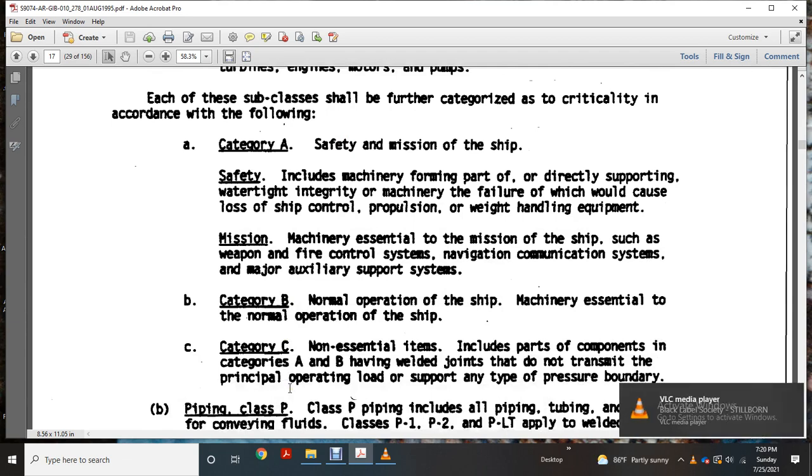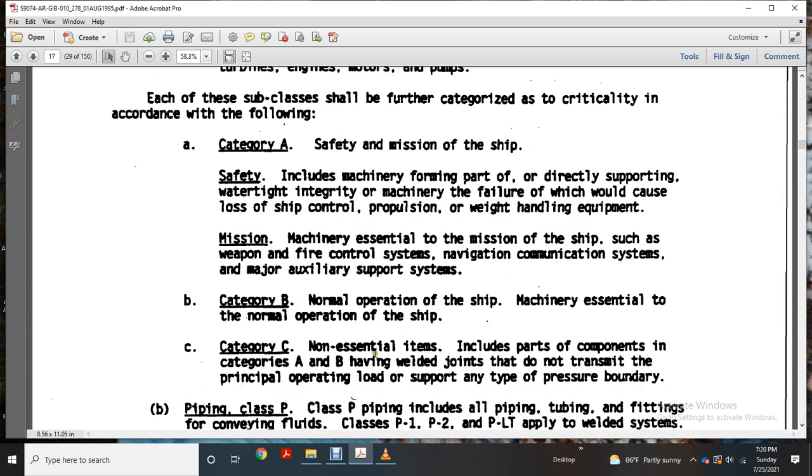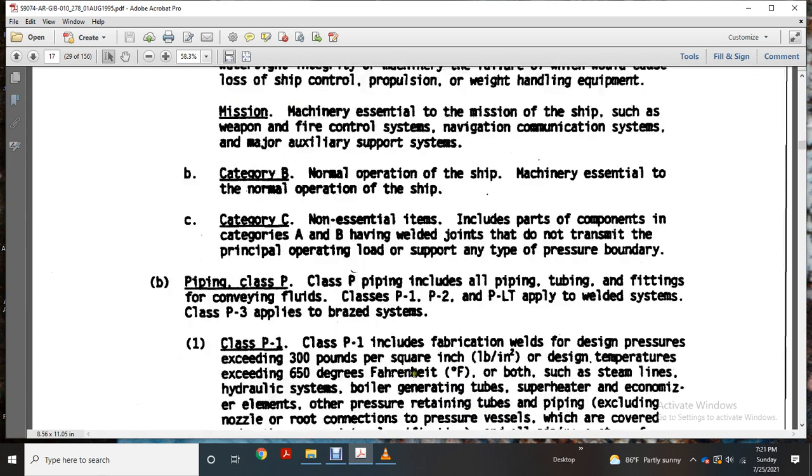Category B, normal operation of the ship, machinery essential for the normal operation of the ship. Category C, the non-essential items that include parts of the component categories A and B having the welded joint that do not transmit any particular principal operating loading, and do not support any type of pressure boundary.